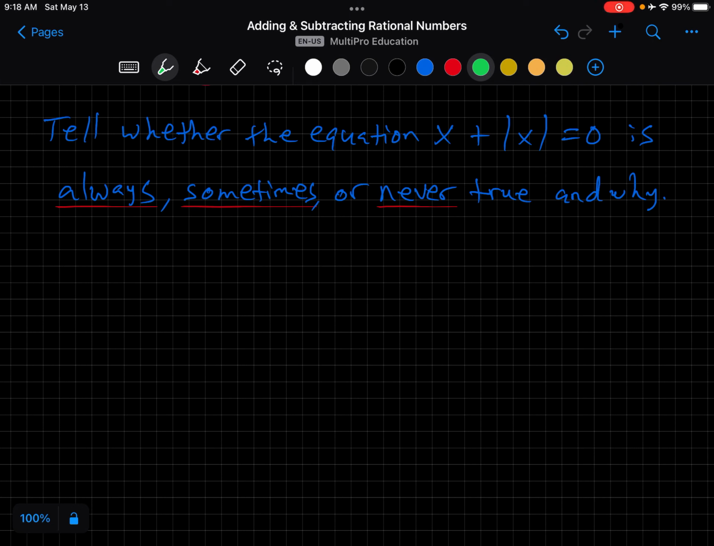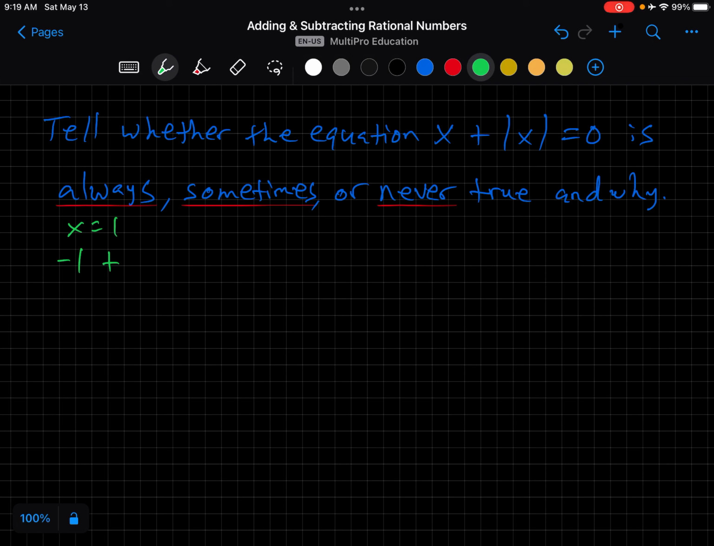So let's do a test, actually. Let's take some negative numbers, and let's take 0, and let's take some positive number. Okay, so let's start with easy numbers. Let's do minus 1 as x. Minus 1 plus the absolute value of minus 1. Well, this is minus 1 plus 1, which is equal to 0. So that works. So we know now that it cannot be never. It has to be either always or sometimes, because we found one case where it's true.